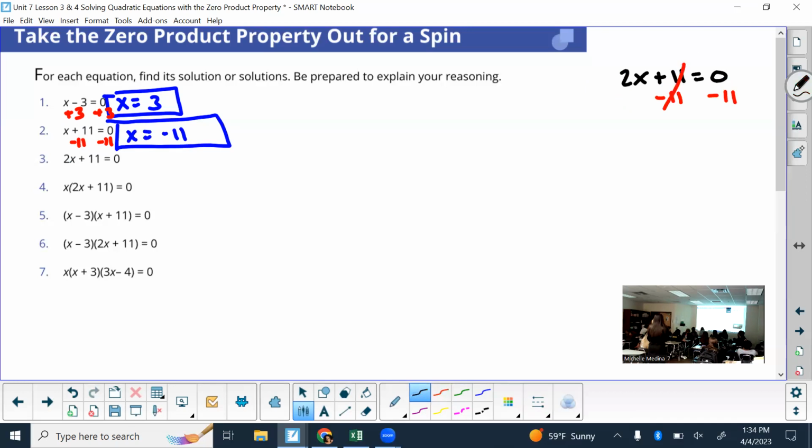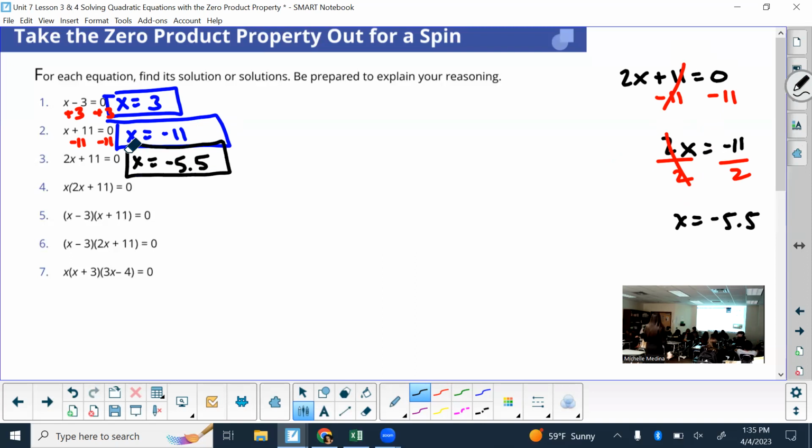And then 2x equals -11, because it was 0 minus 11. Opposite of multiplying by 2 is dividing. What does x equal? -5.5. And since that's a decimal that ends, we'll just leave it as a decimal. If it was a repeating decimal that goes on forever, I would just put the fraction.